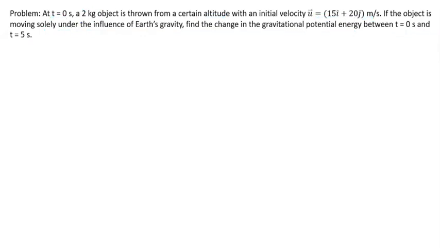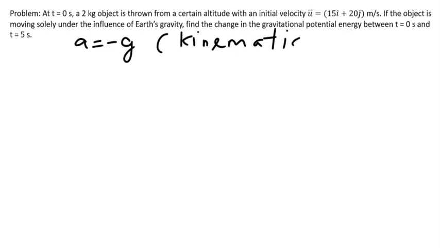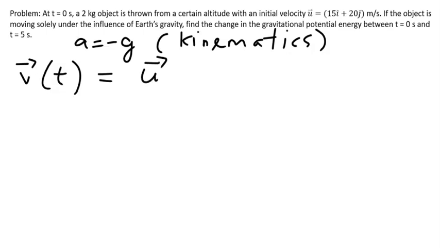The first thing to realize is the motion of this object is in the gravitational field, so the acceleration is minus g. It is a constant, so we can apply kinematics as well as conservation of energy to solve this problem. So according to kinematics, the velocity at any time t is given by the initial velocity plus the acceleration times time. And this acceleration vector is a constant.